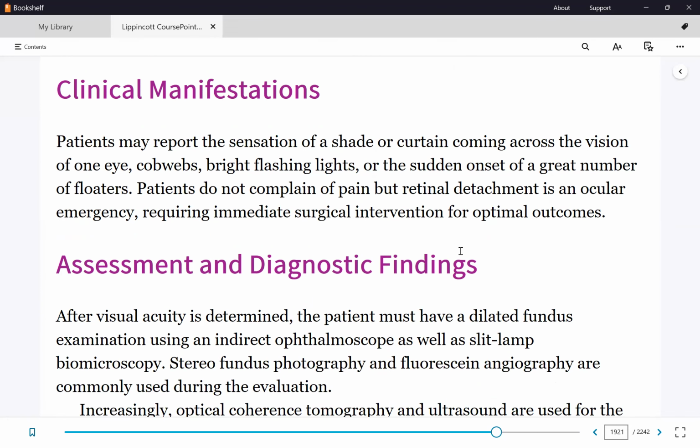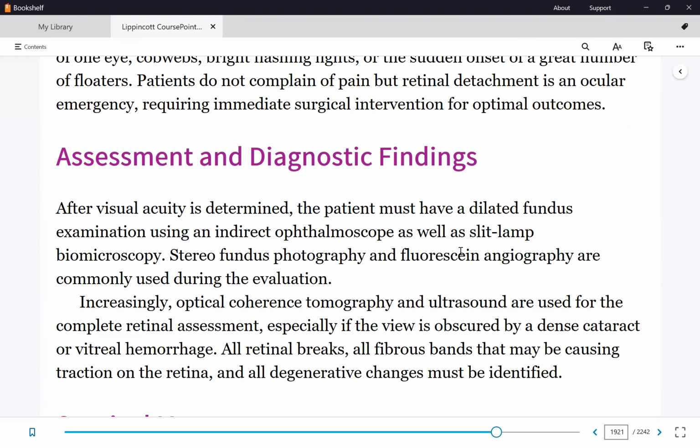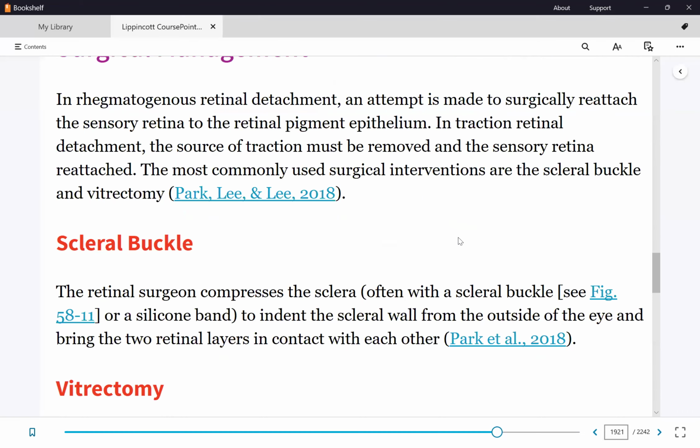You have a question? Again, diagnostic, we don't take part in that. Let's go to the management.